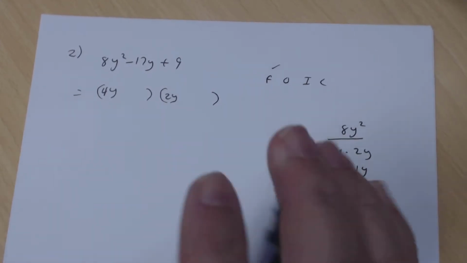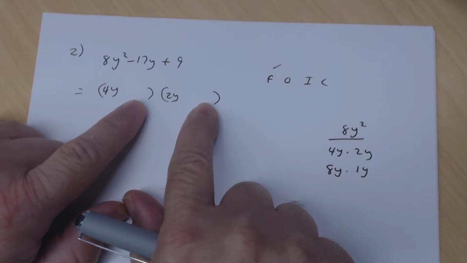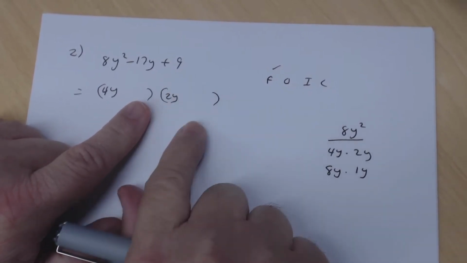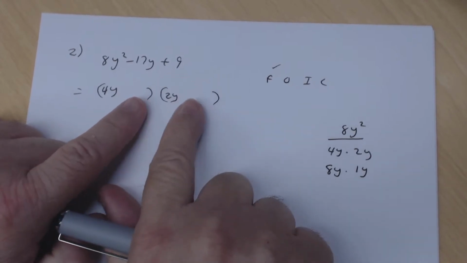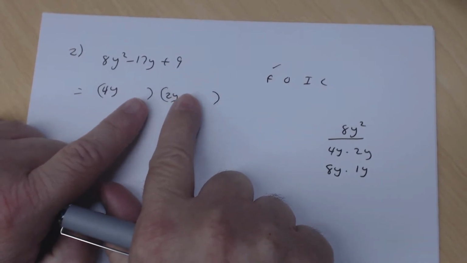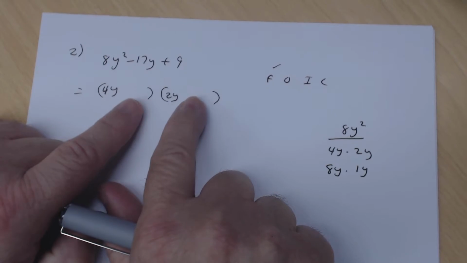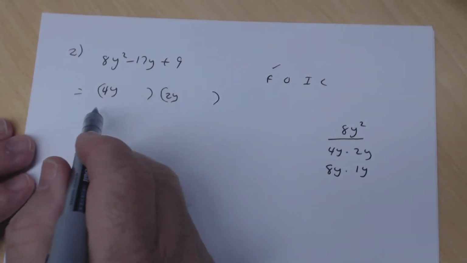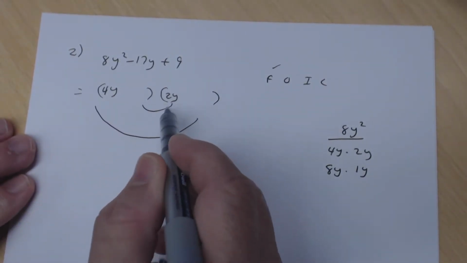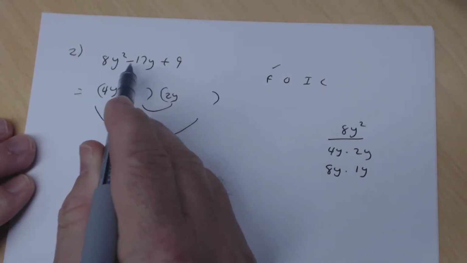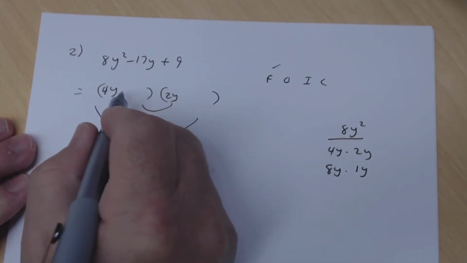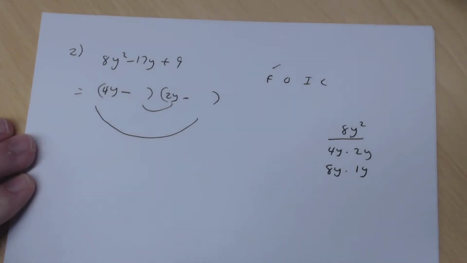Okay, let's go to the L. So I need 2 factors of 9, so that when I multiply them out, I get a positive 9. So remember, it's a positive 9 I need, so that means that these two signs must be the same. A positive times a positive is a positive, a negative times a negative is a positive, but remember, the outer and the inner, when added up, need to be a negative 17y. So it needs to be negative. The only way that can happen is if both of those are negative.